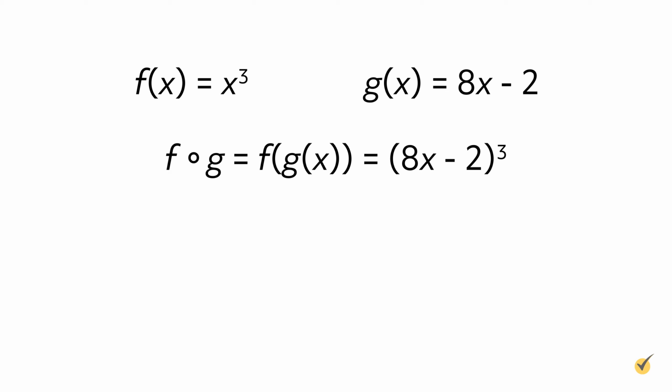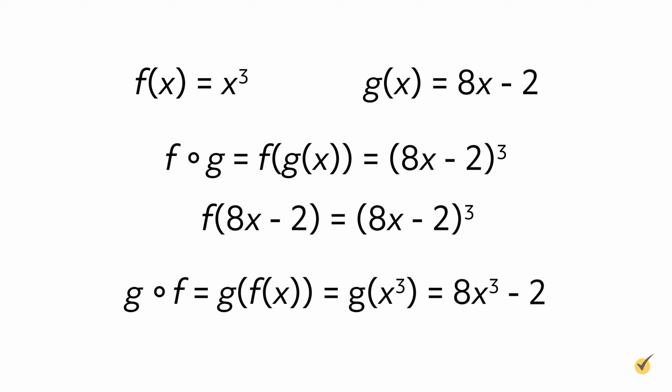To compose one function with another, it is helpful to write them in nested form like this. From here, we can write that g is 8x minus 2, and plug that in everywhere we see an x in f of x. Similarly, we could write g composed with f as g of f of x, which is equal to g of x cubed, which would then equal 8x cubed minus 2.